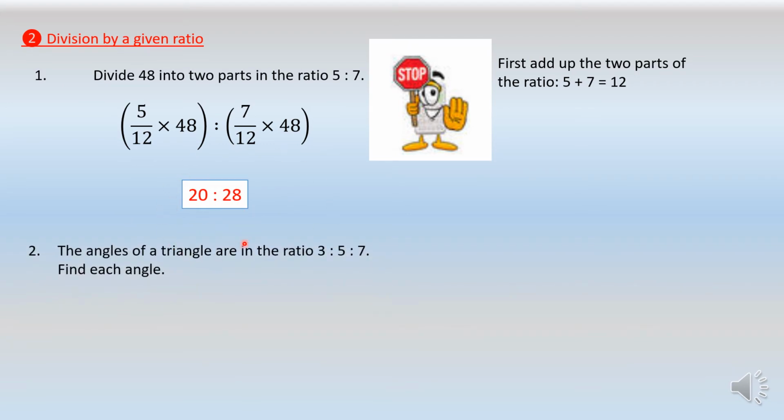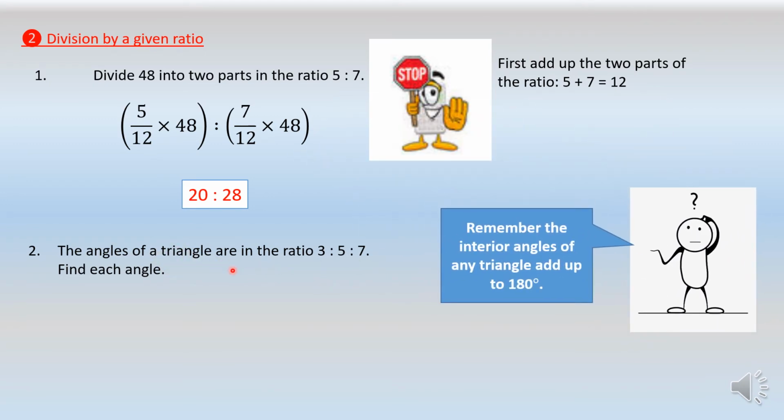All right, so the second question I have here has to deal with the angles of a triangle. Now, before you go on, there's something missing here, and that comes from your knowledge that the interior angles of any triangle all add up to 180. So our 180 is what we are going to multiply with our ratio here. So we're going to add the parts again: 3 plus 5 plus 7 gives you 15.